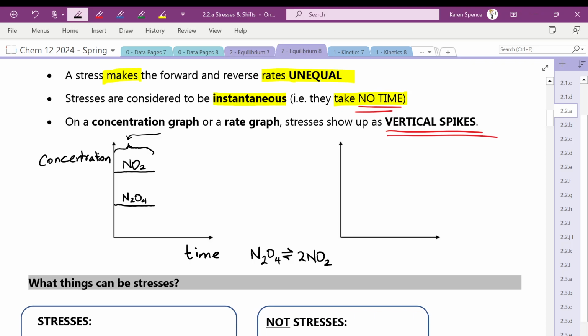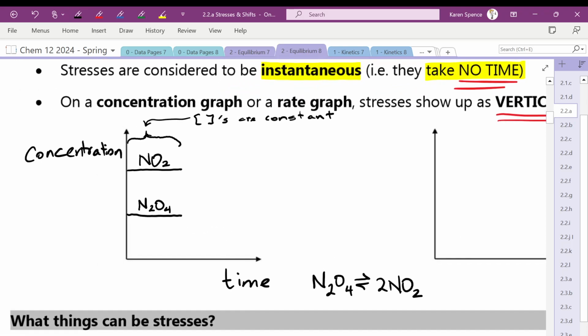They're constant. The concentrations are constant. What does that tell us about the system? We are at equilibrium. Because what is concentration? Concentration is a macroscopic property. And if macroscopic properties are constant, we are at equilibrium.